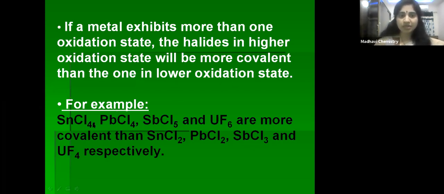Okay children, so that's why SnCl4, PbCl4, SbCl5 and UF6 are more covalent than SnCl2, PbCl2, SbCl3 and UF4 respectively. Okay, so this is about reactivity of halogens with metals.